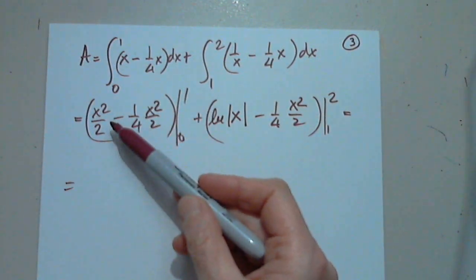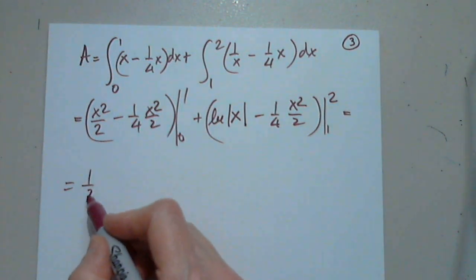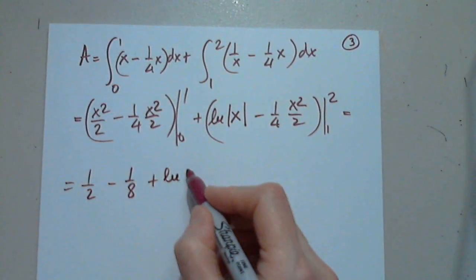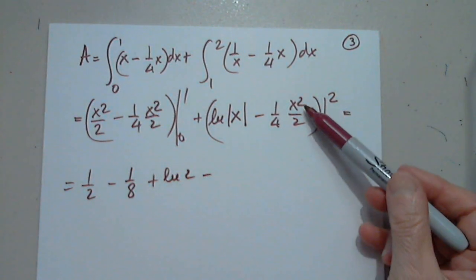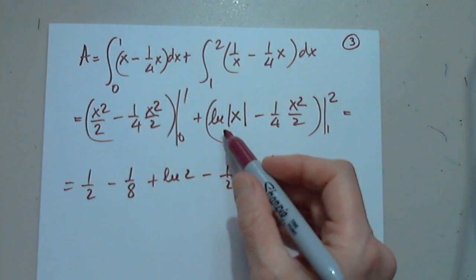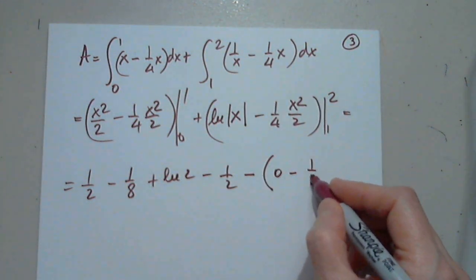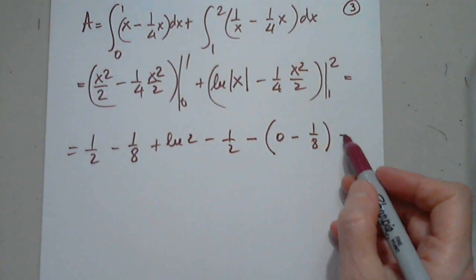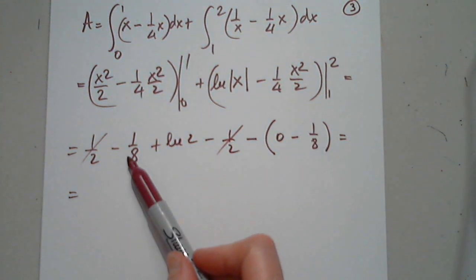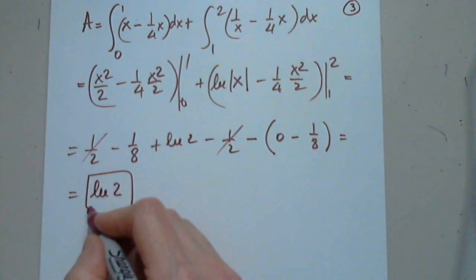Luckily, I can only plug in 1 here, because when I plug in 0, it's a polynomial. Everything will be 0. So then I have 1/2 minus 1/8. And then I plug in 2: natural log 2 minus 4/4, so this is minus 1/2. When I plug in 1, be very careful. When I plug in 1, I get 0, but I have to subtract. So it's 0 minus 1/8. So let's see what we get. The 1/2 with negative 1/2, the negative 1/8 with positive 1/8, so final answer, natural log 2.